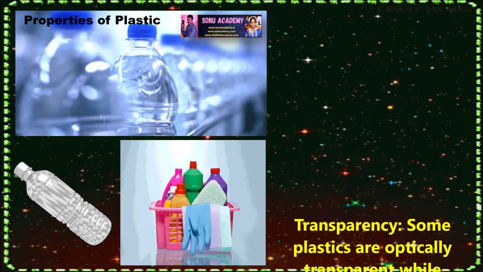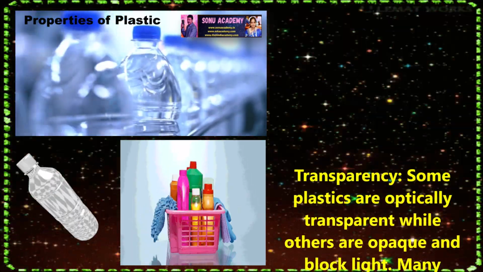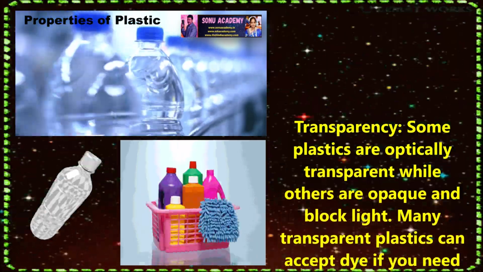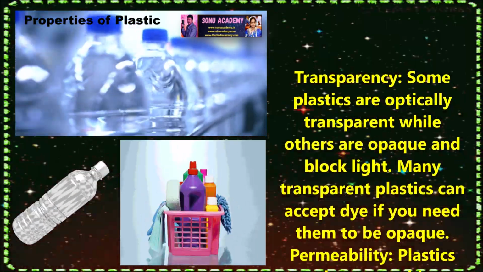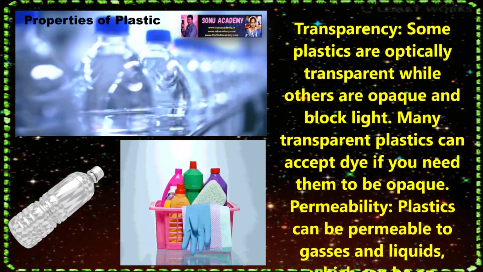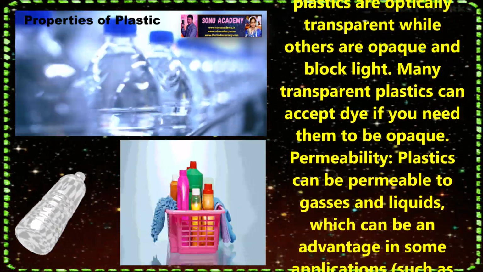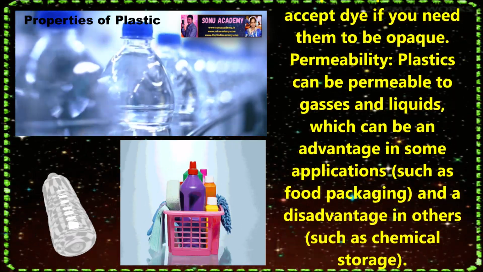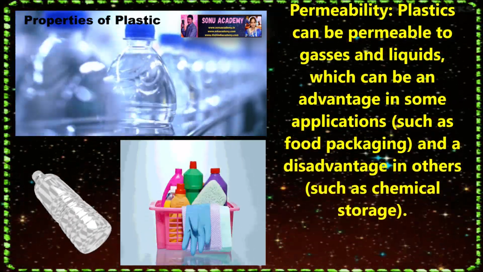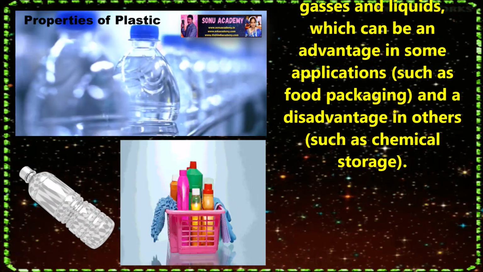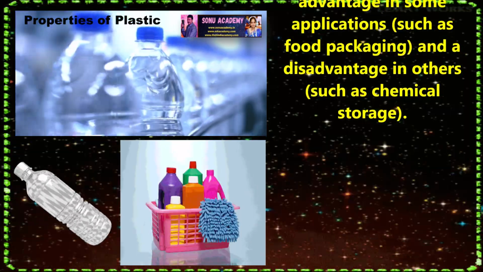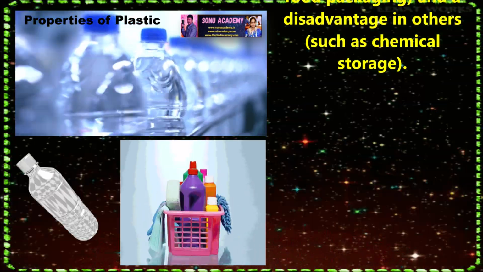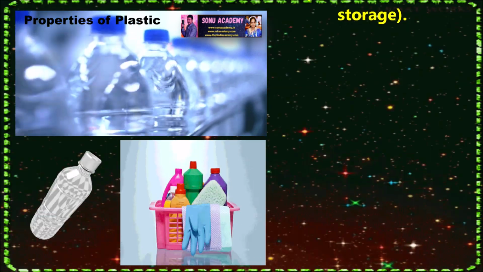Transparency. Some plastics are optically transparent, while others are opaque and block light. Many transparent plastics can accept dye if you need them to be opaque. Permeability. Plastics can be permeable to gases and liquids, which can be an advantage in some applications such as food packaging, and a disadvantage in others such as chemical storage.